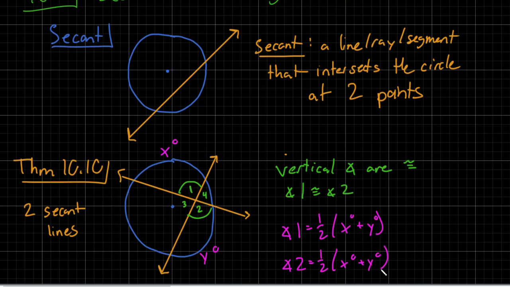This is theorem 10.10. The measurement of angles formed by 2 secant lines inside of a circle is going to be half of the sum of the 2 intercepted arcs.